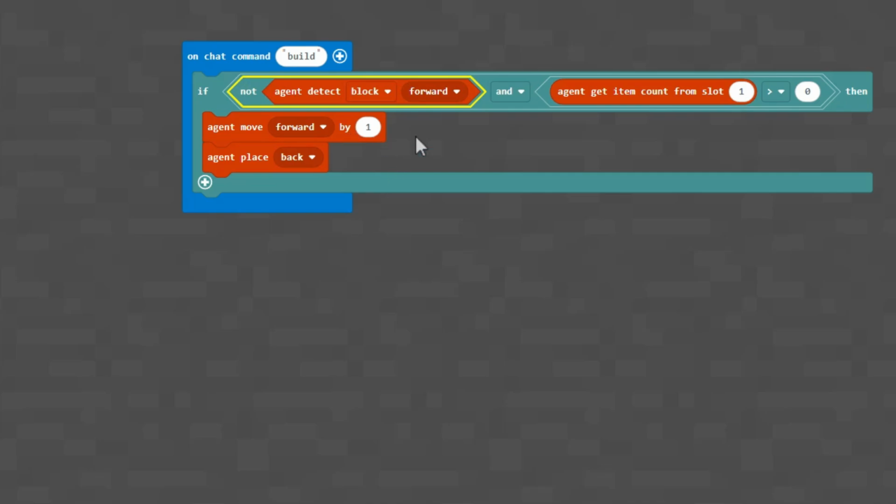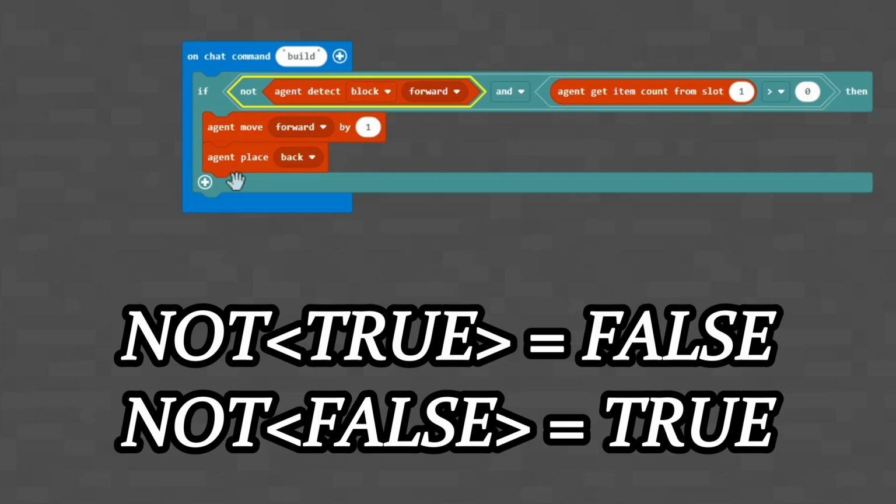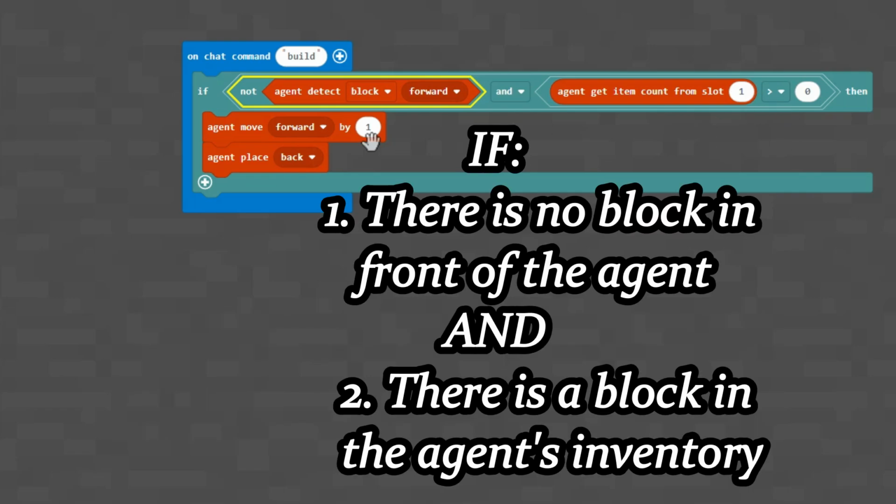Now what that does is if there is a block in front of the agent, this will be true. The not will make the true false, and then therefore this code will not run. However, if there is no block in front of the agent, this will return false. The not will make that true, and assuming that we also have inventory for the agent, we'd have true and true, so then he'd be able to move forward and place back.